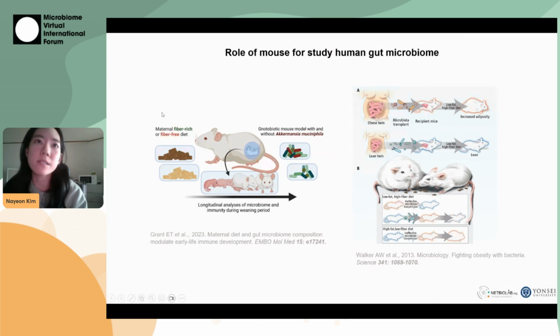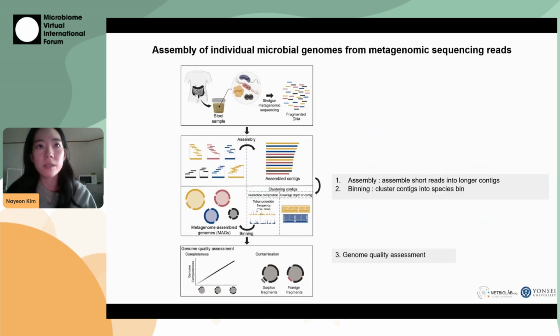Mouse models are essential for studying how external factors like diet and medications affect the gut microbiome. Additionally, mice are commonly used for FMT, making it important to understand the mouse gut microbiome. Previously, gut microbiome studies relied on bacterial culturing, but replicating the gut environment in vitro is difficult. Therefore, a limited number of species can be cultured.